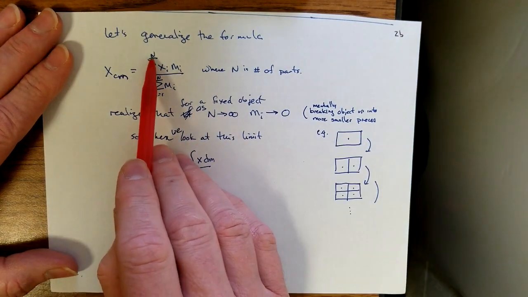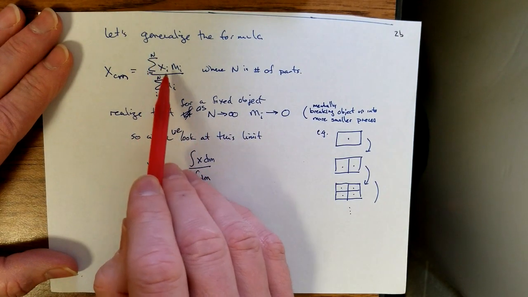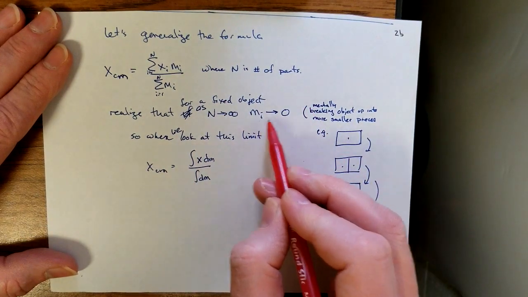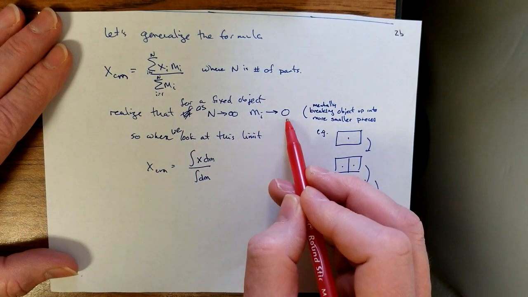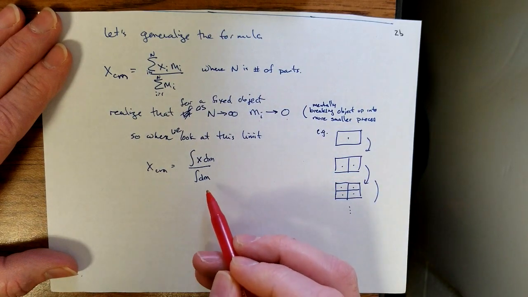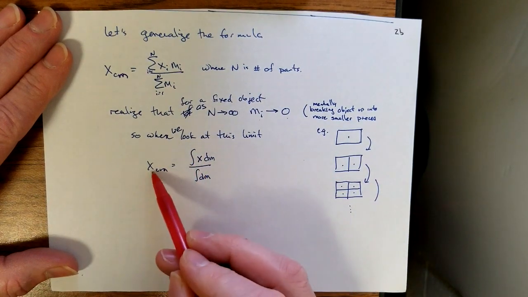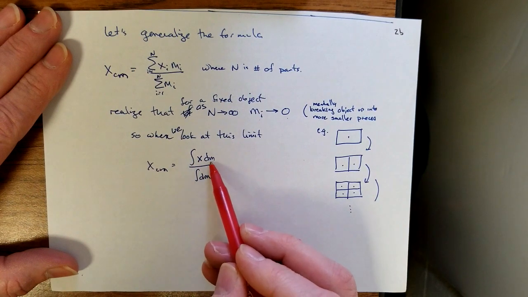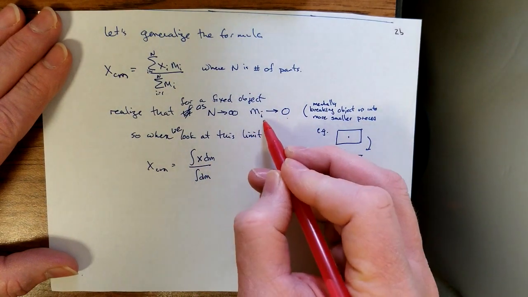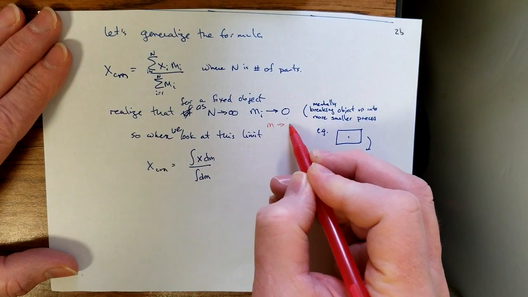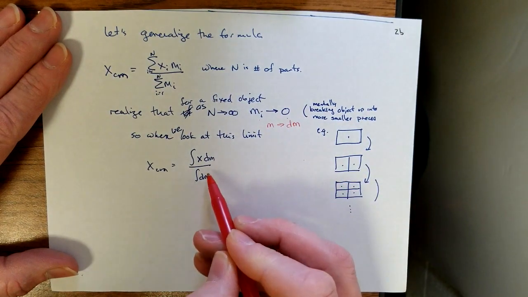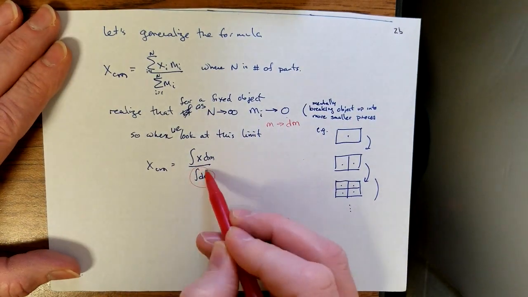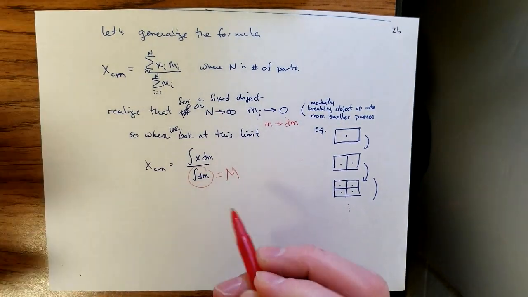So if I break something up into an infinite number of pieces, then the mass of each piece becomes infinitesimally small. I'm not saying that the net mass is equal to 0, I'm saying it approaches 0. And so in this respect, the center of mass is just the integral of x dm. This is the infinitesimal mass, so in other words, m becomes dm. So the integral of x dm over the integral of dm, and this ultimately is just the total mass.